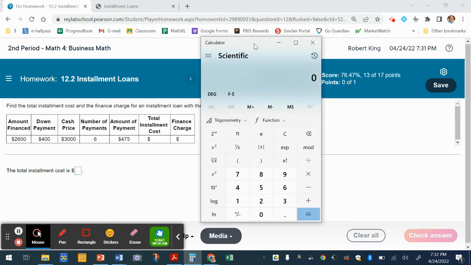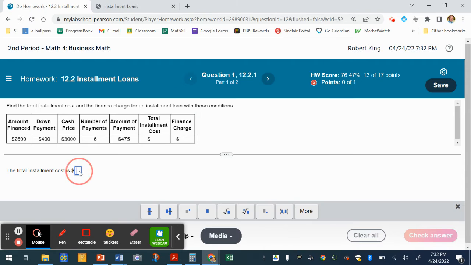6 times 475 is $2,850. But remember, you already paid $400 as a down payment, so you'll add that on, and you've paid a total of $3,250. That is your total installment cost, your payments plus your down payment.